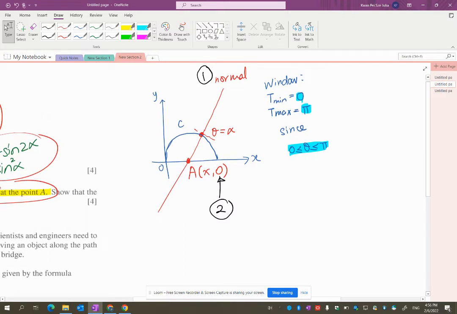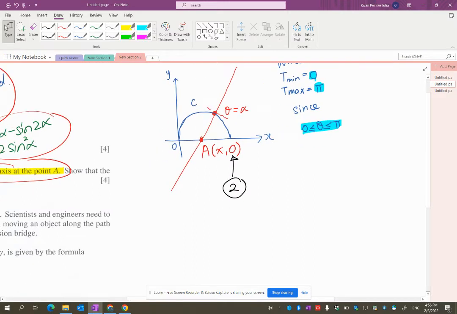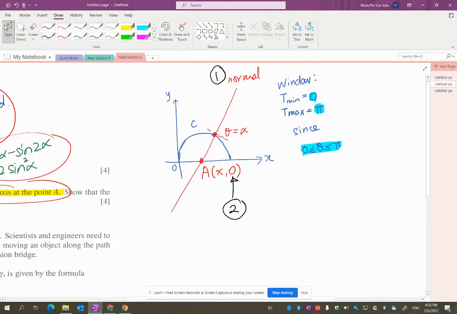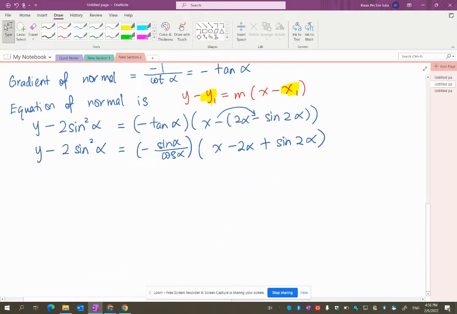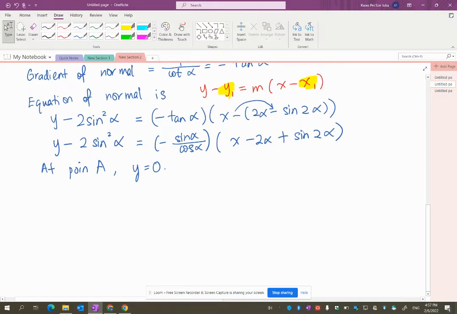First step. Okay, so the second step is we want to find the coordinates of A. To find the coordinates of A, we will substitute y equals to 0, because at A, the y coordinate is 0. So you're going to substitute y equals to 0. So let's explain. So instead of just substituting immediately, let me try to explain a little bit. So this would be 0.